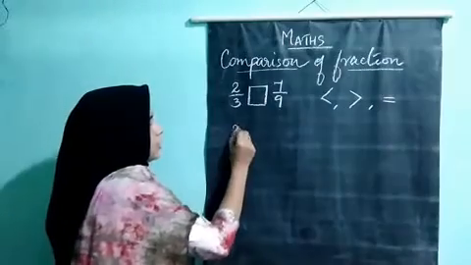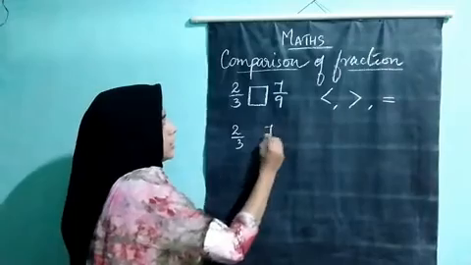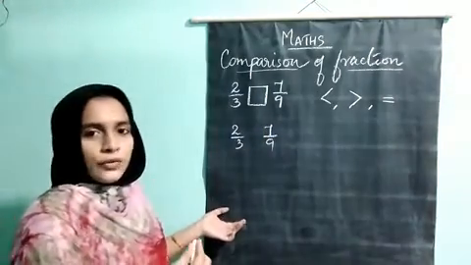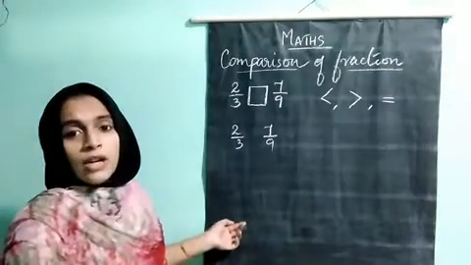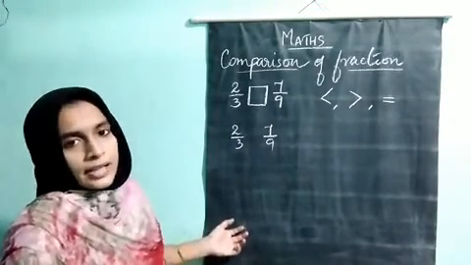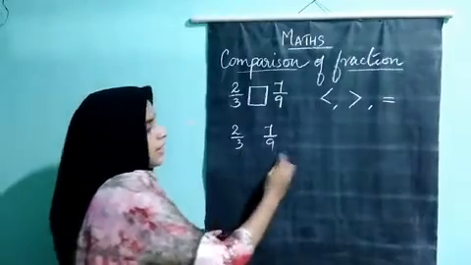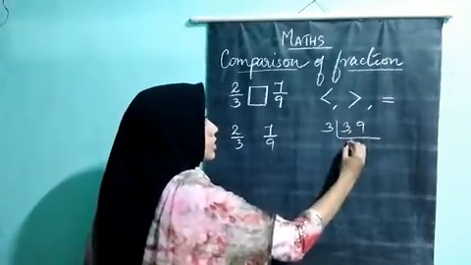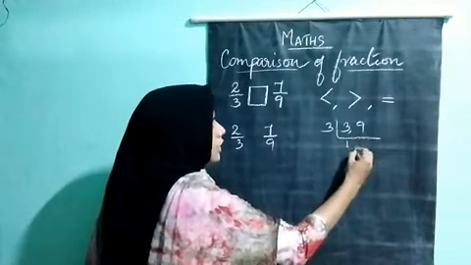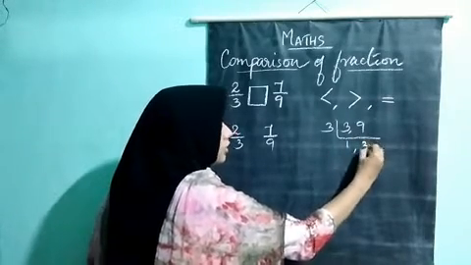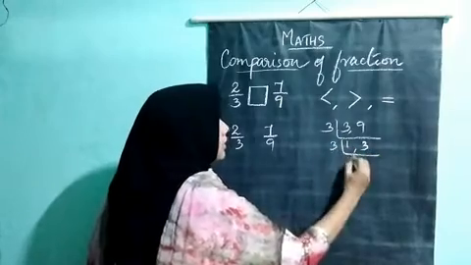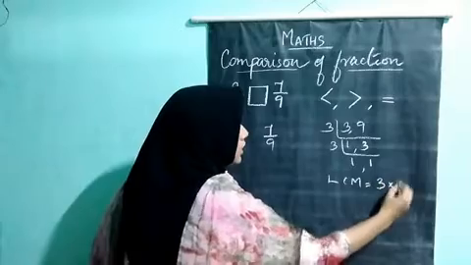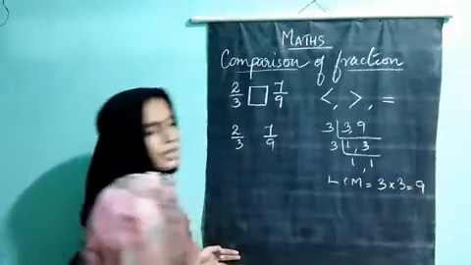We should rewrite the fraction. Now check the denominator. Here denominators are different. So we should find out the LCM and compare the fraction. So 3 and 9, take the LCM. 3 is the common factor. In 3, 1 3. In 9, 3 3s are there. So the LCM is equal to 3 into 3, 9.